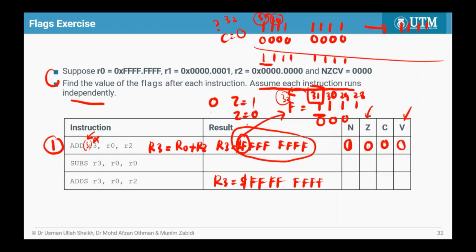Okay, so this is 1, 0, 0, and 0. Let's put in another instruction: ADDS R3, R0 and R1. So what happened?